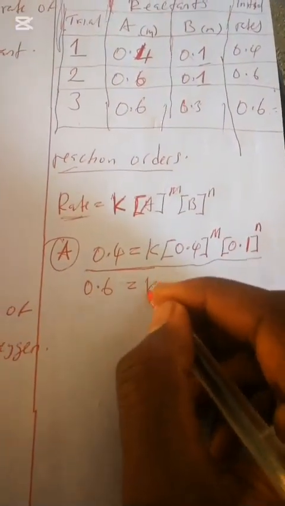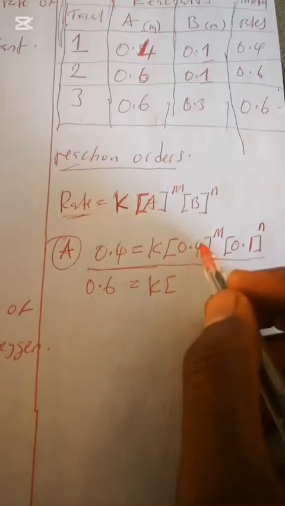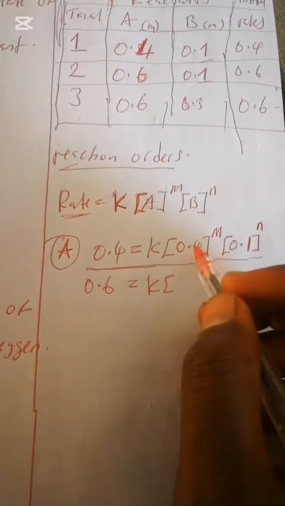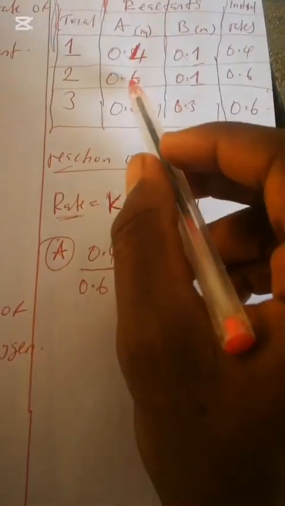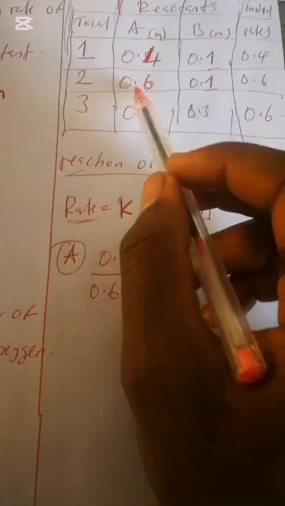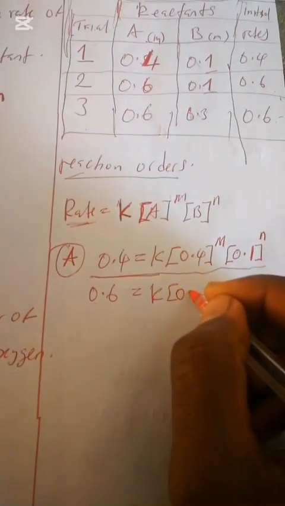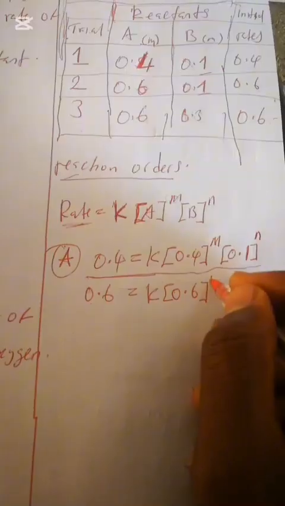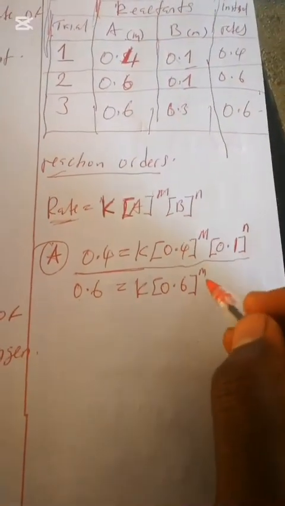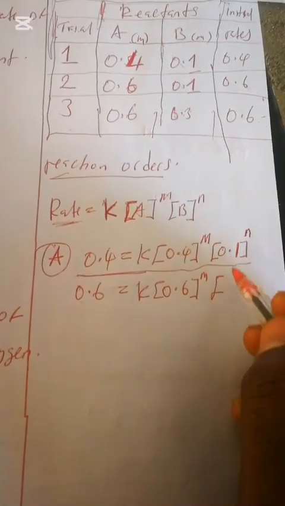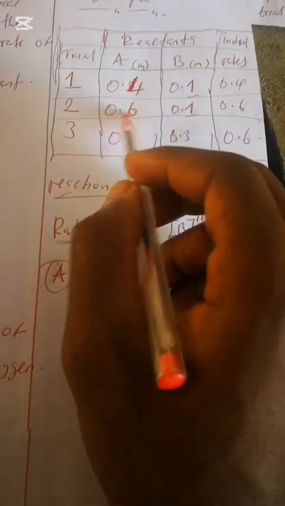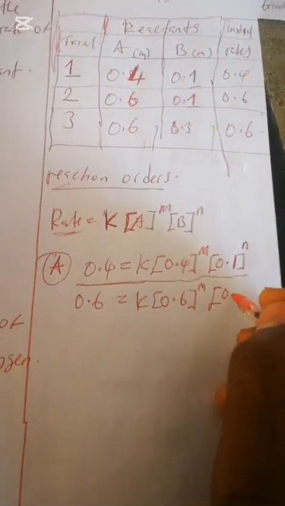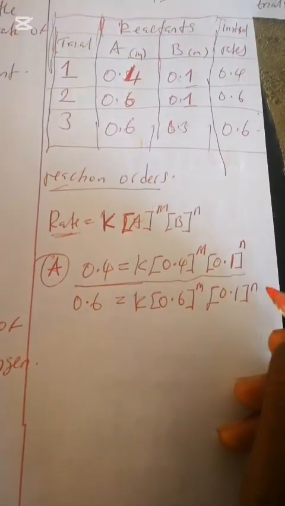So 0.6 is equal to what? Then K, 0.4. So 0.4, write 0.16 here. Then we write M. Then we write for B. For B, here we have 0.6 and 0.1. So now we know this.